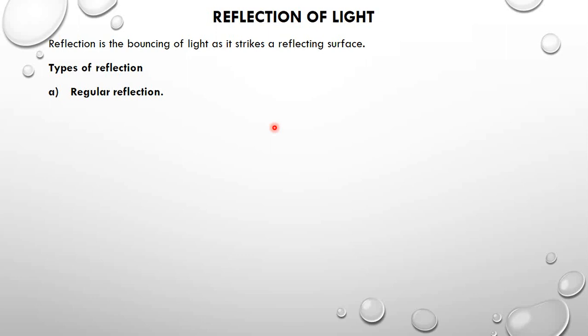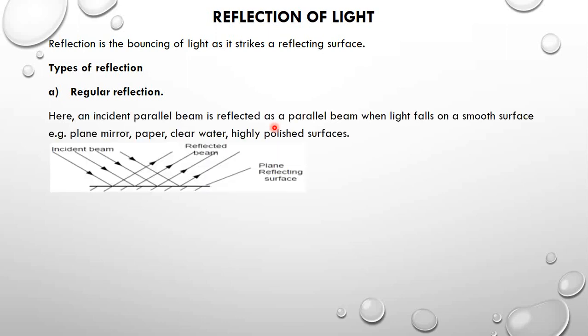So we have the incident, this is the diagrammatic representation of regular reflection. The parallel incident beam is reflected as parallel when it strikes a plane reflecting or a smooth surface. We also have what we call the irregular reflection, or what we call the diffuse reflection.